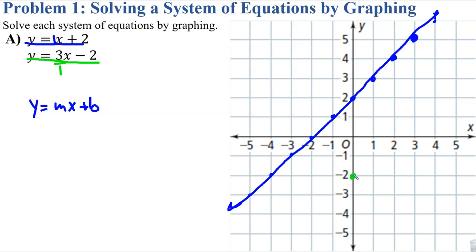So what I'm going to do for each point is go up 3 over 1, up 3 over 1. Okay, going the other way, we could go down 3 over 1. Okay, connect these dots. See if I can hit my points better. Yep, we got it.